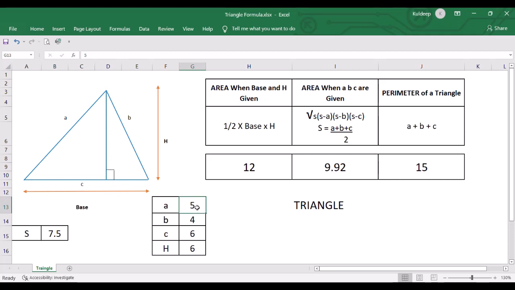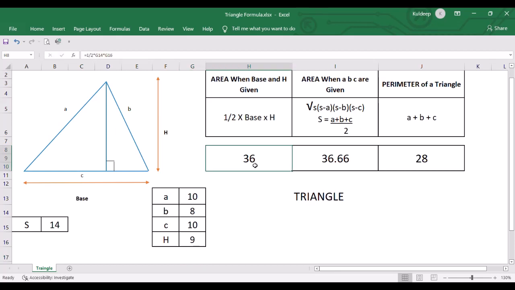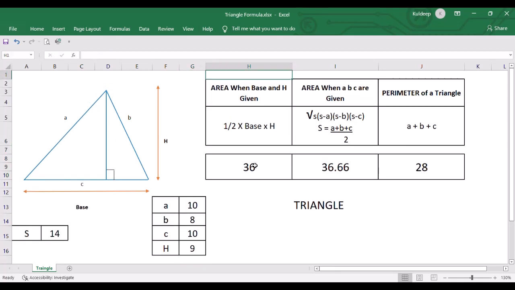For example, just watch while I type the values in blank boxes. A is equal to 10. B is equal to 8. C is equal to 10. H is equal to 9. You see the answers are instantly available.